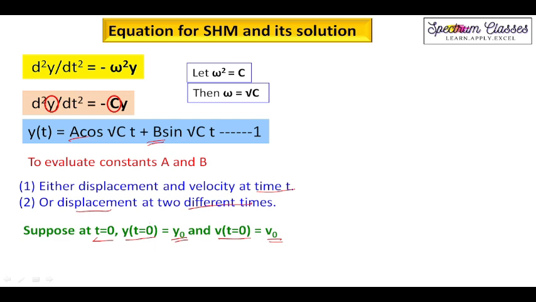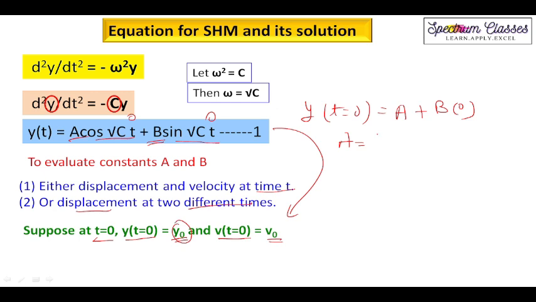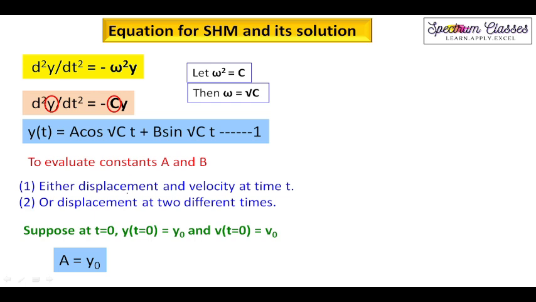So what do I need to do? Equation number 1 is in terms of y only. So I'm just going to put y at time t = 0 equal to a cos of t = 0, which gives 1, and sine of 0 is 0. So b will be multiplied by 0, right? So a will be equal to y at time t = 0, which is y naught. So a is equal to y naught.